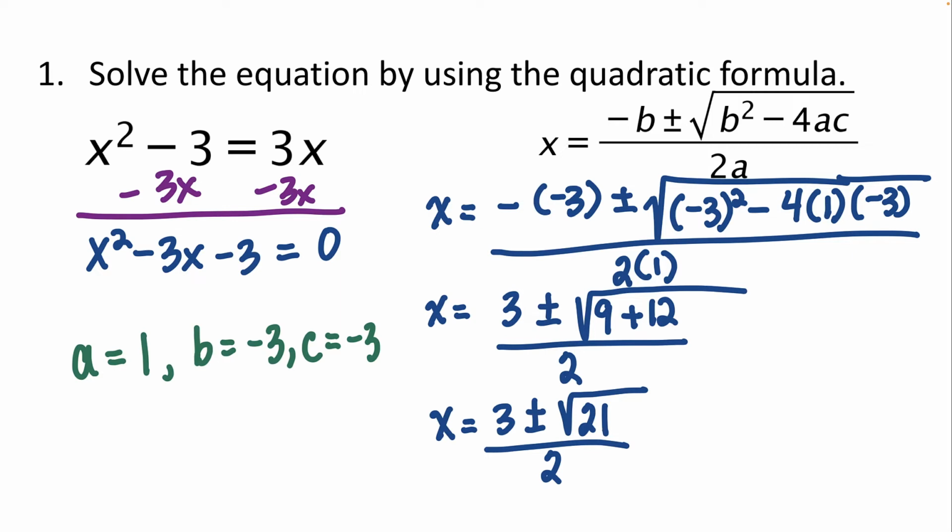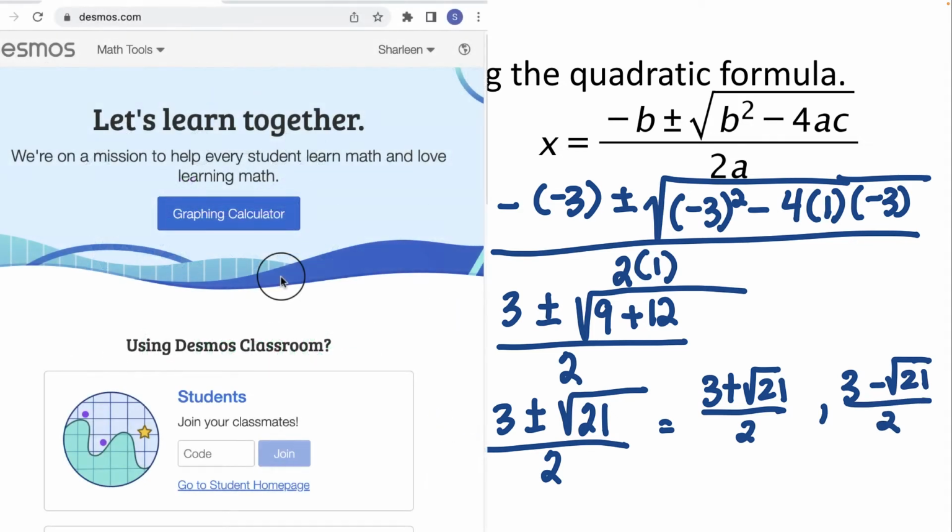Since the square root of 21 cannot be simplified as a square root, we can write our answers in exact form by writing 3 plus the square root of 21 over 2 and 3 minus the square root of 21 over 2. You can use the free online calculator Desmos by going to desmos.com.